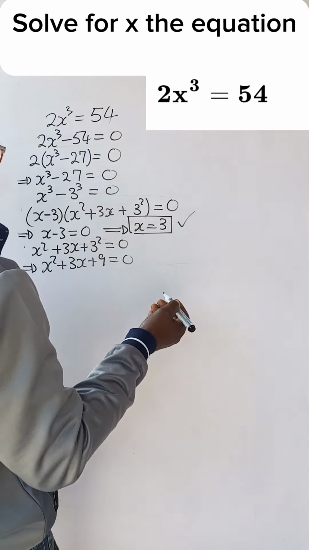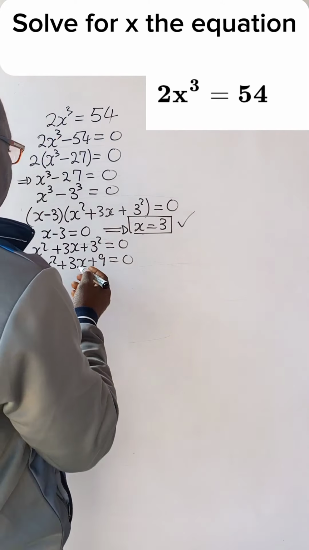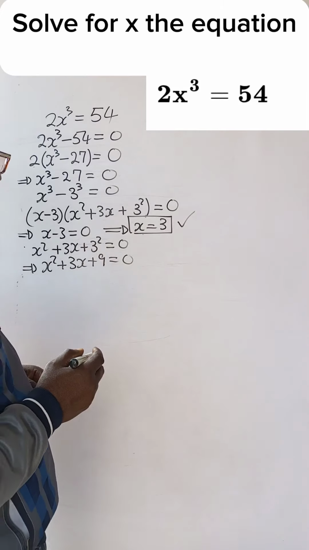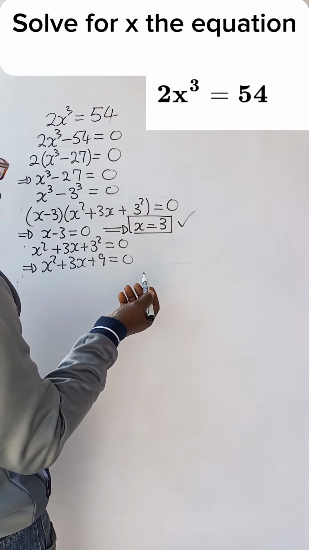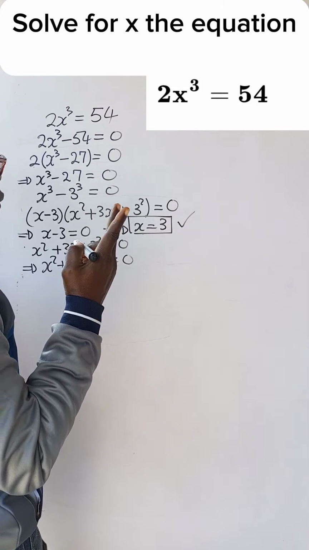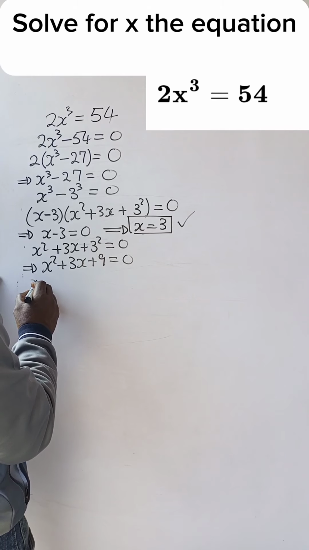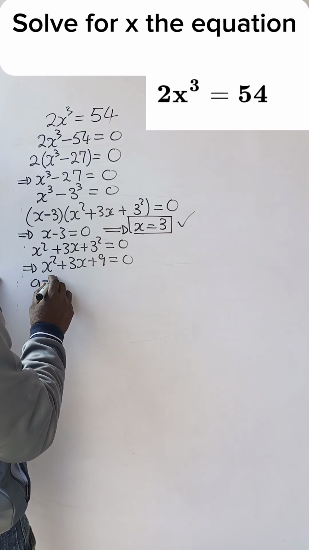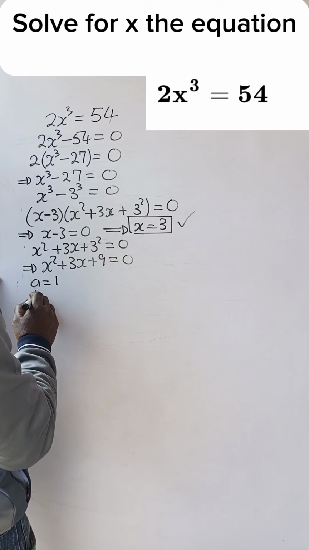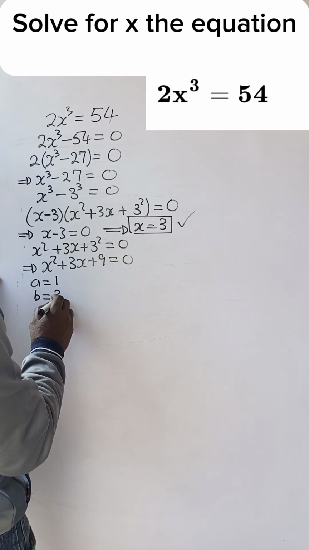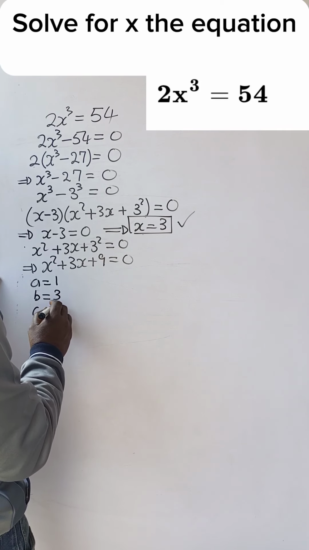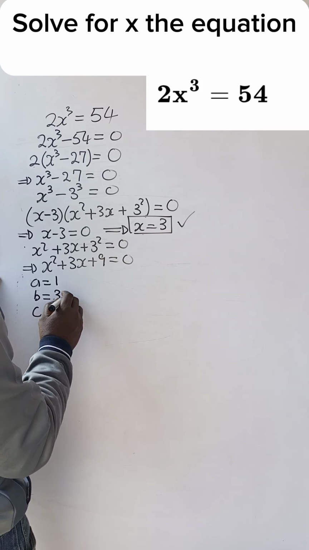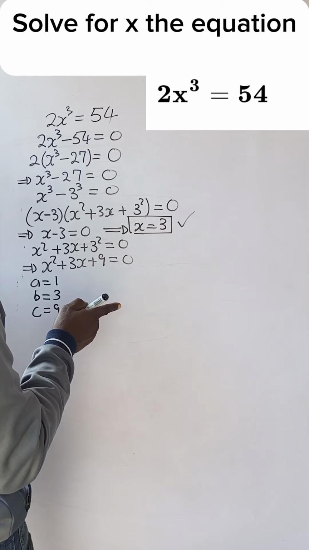Now, we have this quadratic equation to solve. This quadratic equation is a polynomial of degree 2. So we're going to obtain the remaining 2 solutions. Now let's collect our information. The coefficient of the x squared term is 1. The coefficient of the x term is 3. And the constant is 9. So from here, we use the quadratic formula.